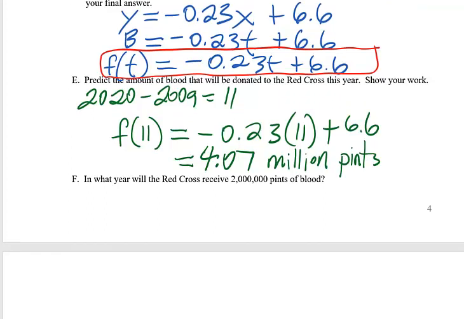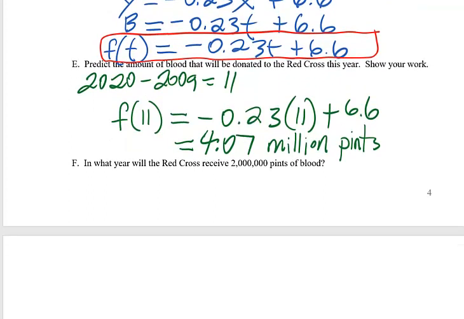Okay, part F says, well, what if it keeps going down at that same rate? I mean, when is it going to go all the way down to where they're only receiving 2 million pints of blood? Okay, it must be after 2020. 2020, we're at 4 million. What about 2 million? Well, now, here's my equation that I'm going to use. Now I'm not plugging in a t because I don't know the year. I'm looking for the year. That's the question. Well, that means I must be plugging in a b, right? An f of t. Do I know something about the blood? Oh, yes, I do. It's 2 million pints.